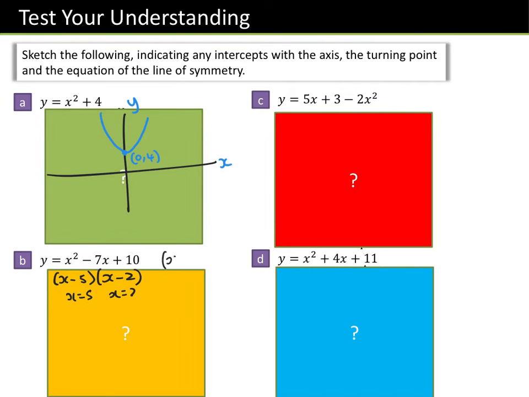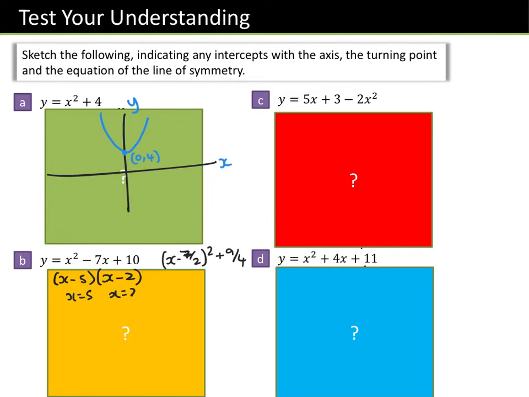We can complete the square. (x minus 7 over 2) squared, minus 49 over 4, plus, is it 9 over 4? Yeah. So plus 9 over 4.